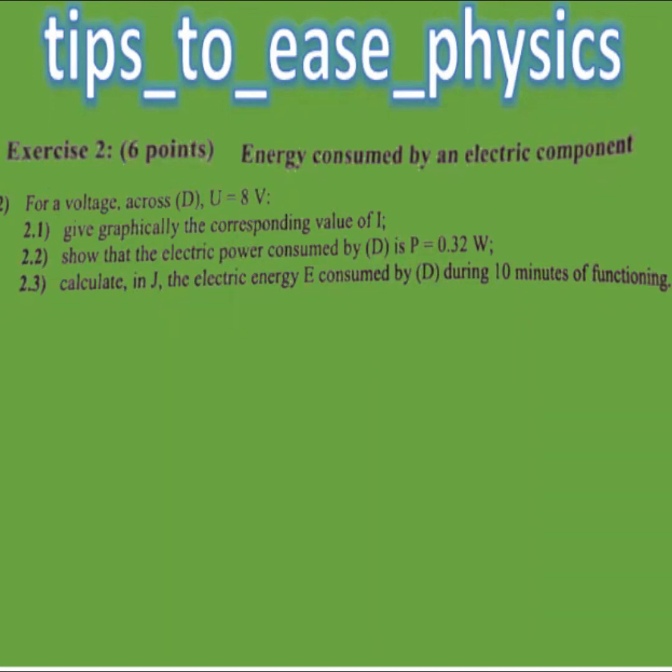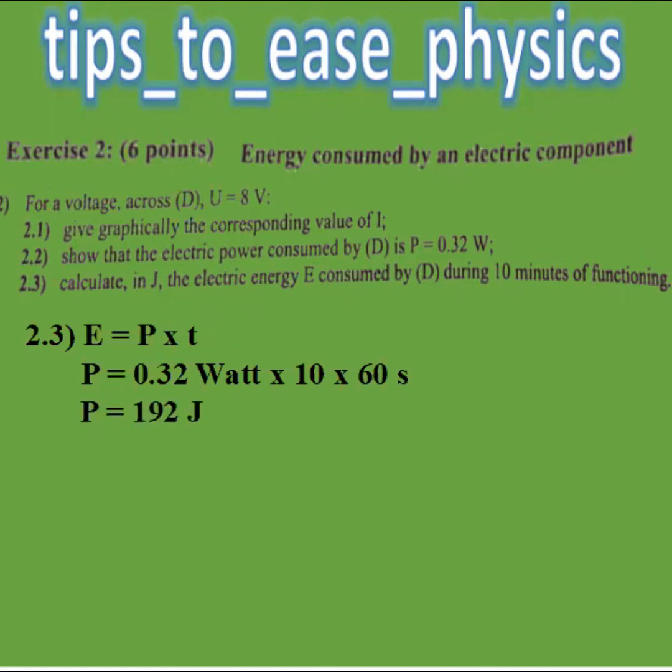Number 2.3. Calculate in joule the electric energy E consumed by D during 10 minutes of functioning. First, we know that the energy equals power times time. The power, we already calculated in 2.2. So it's 0.32 watt times the time, which is 10 minutes, but we should convert it into seconds, so times 60 seconds. And the answer will be 192 joules.